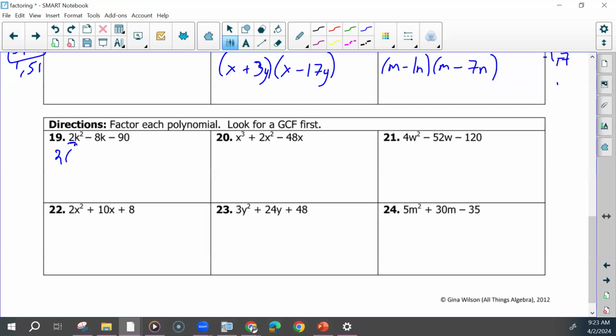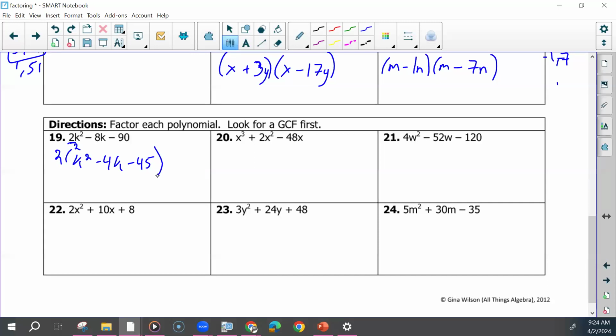If I were to divide this one by 2, what would be left? Yes. And then we are back to the trinomials where a equals 1.